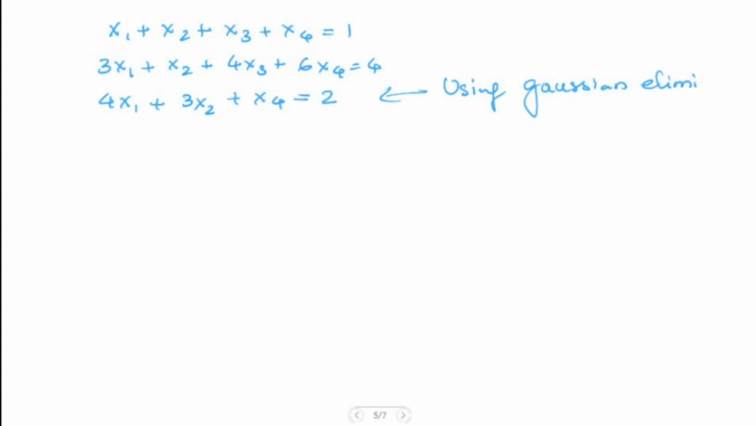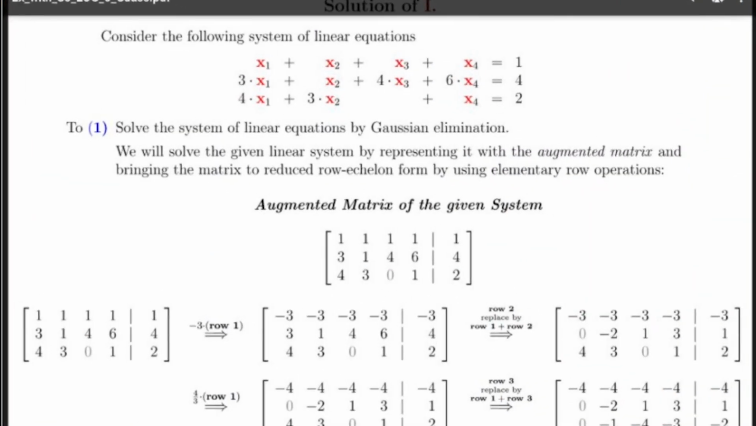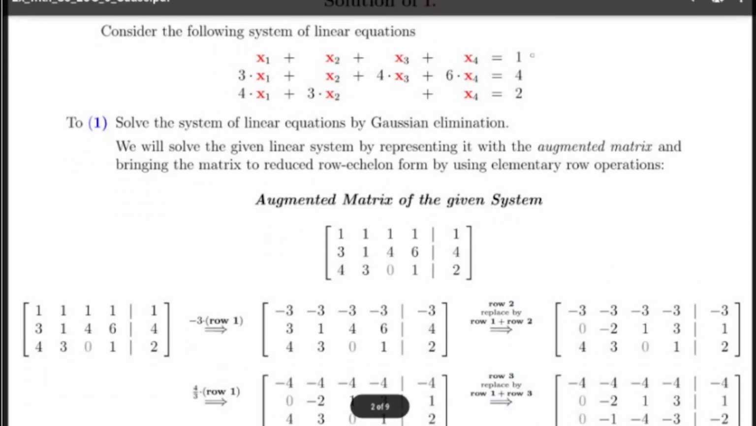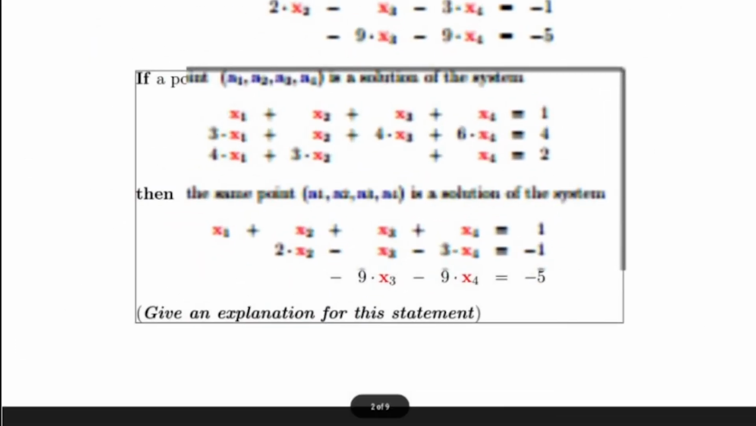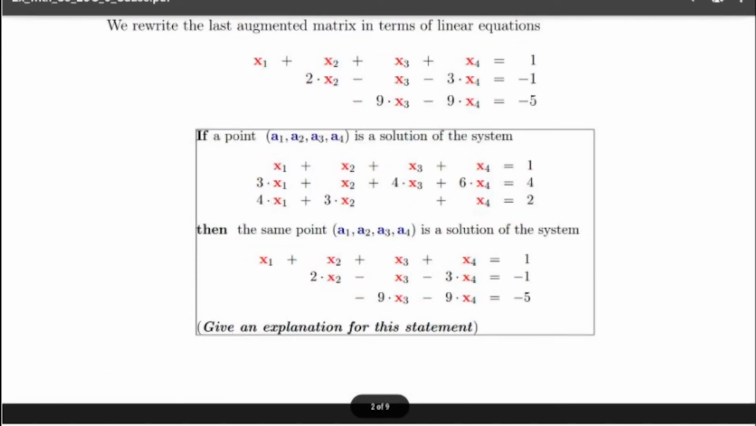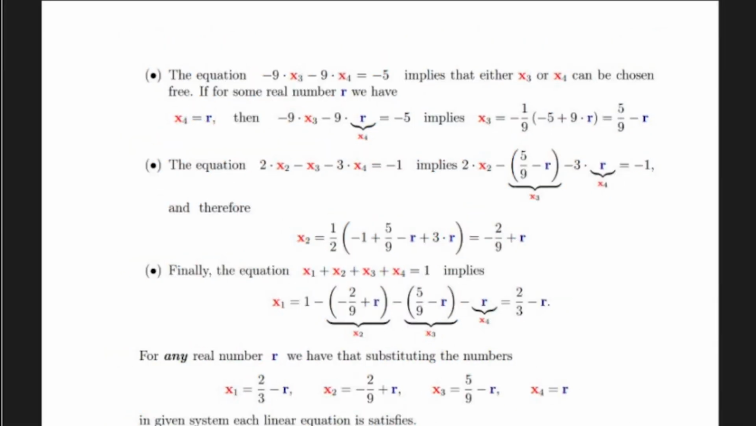And we have already learned how to do that, right? In fact, I've solved an exact example of this system of linear equations in one of the tutorials. I'll link the tutorial below this video, but let us still go back to the solution here. So this is exactly the system of linear equations that we just saw, and we solved them using Gaussian elimination.